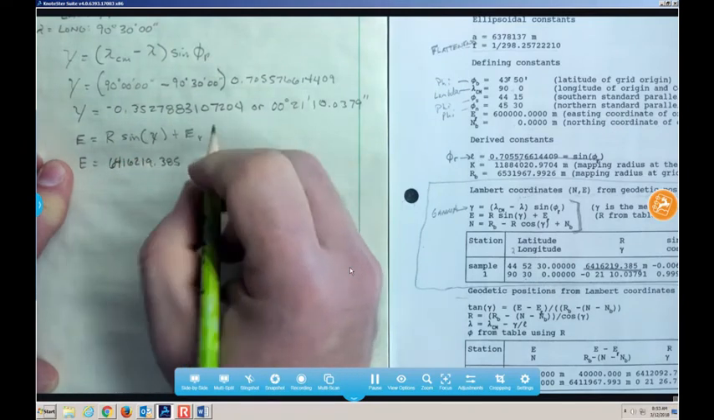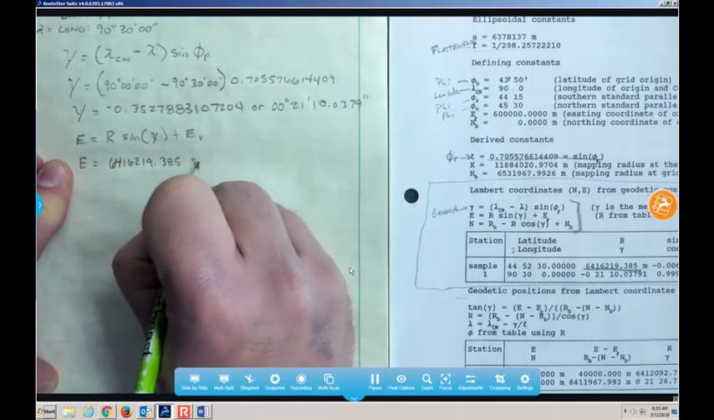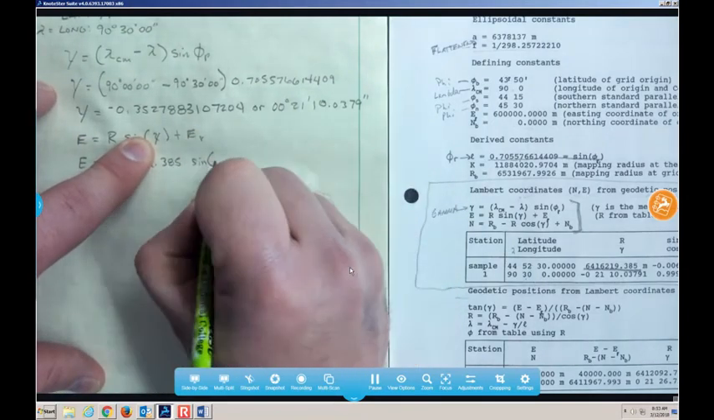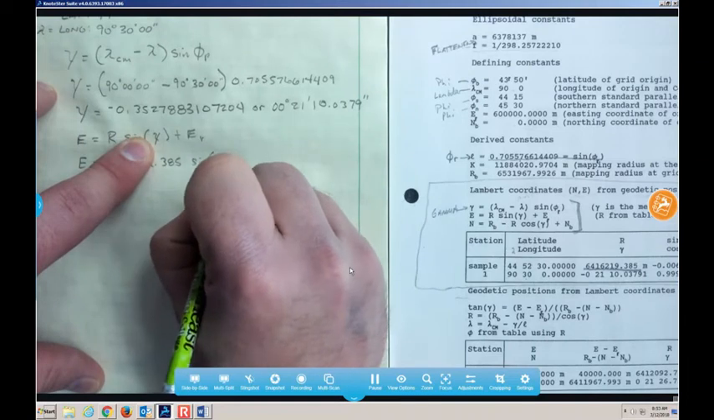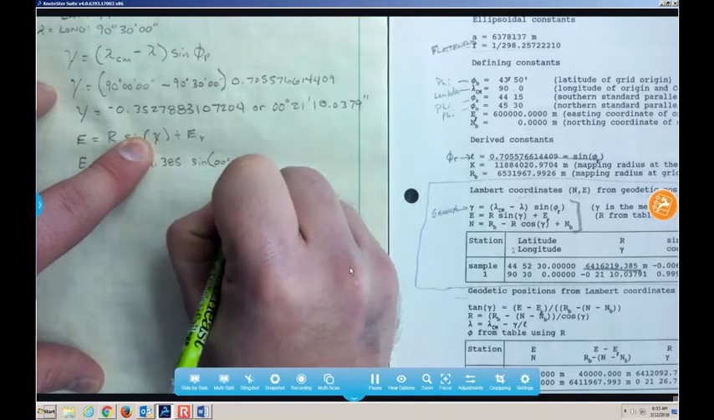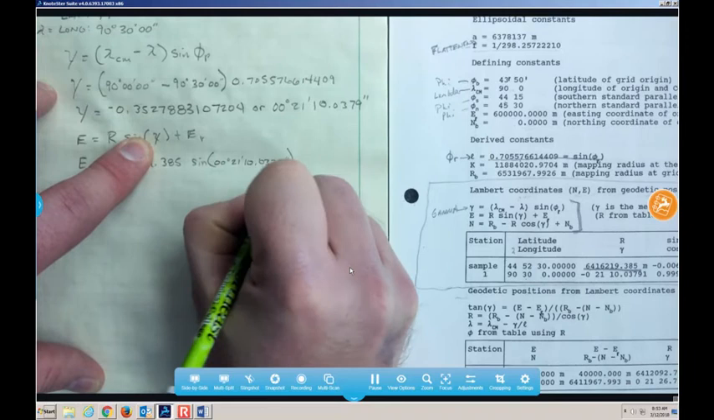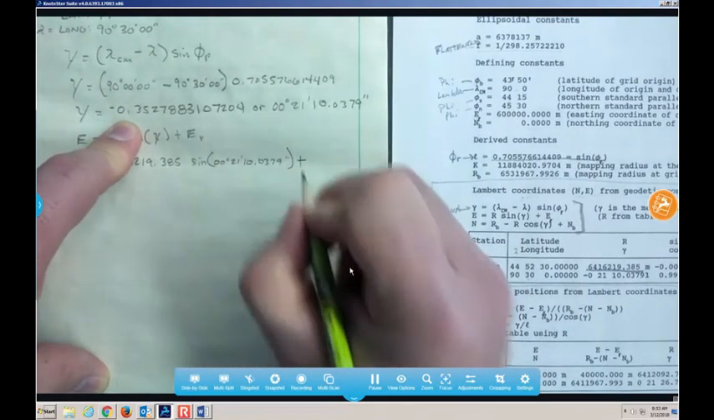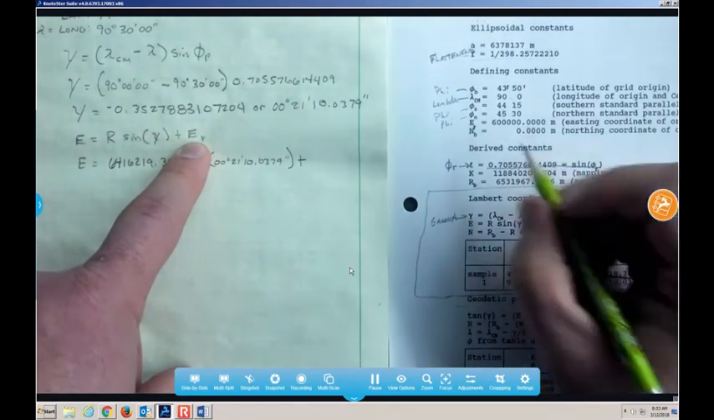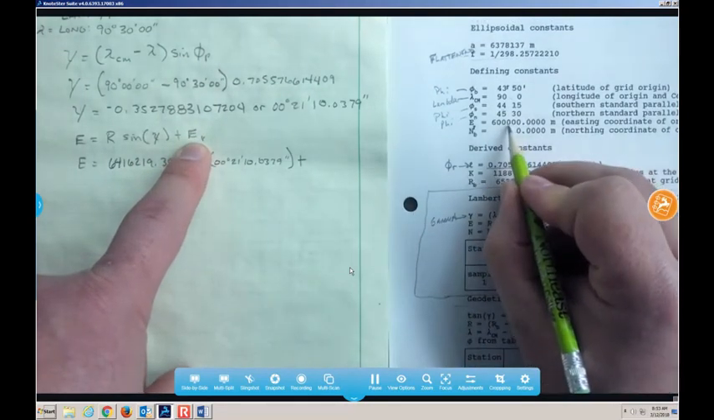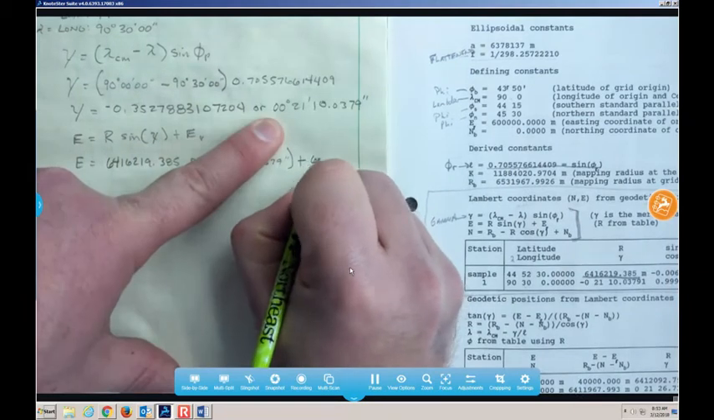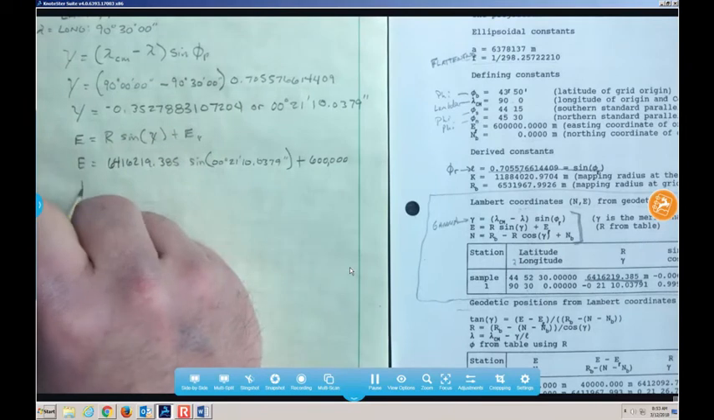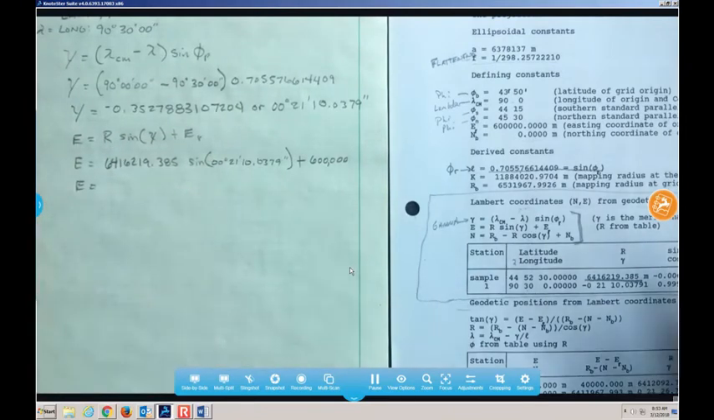6416219.385. This is all in meters now. Sine of our gamma, 0 degrees, 21 minutes, 10.0379 seconds, or you can just throw your decimal degrees in there, it's fine. Plus our E sub R, and that's 600,000 meters. Okay? So E is equal to what?